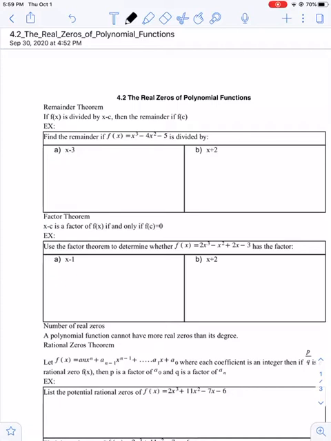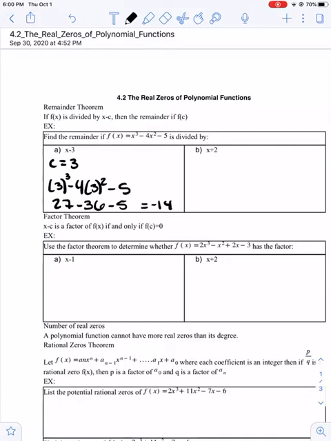So let's try this out with the first example. We have x minus 3, so that means our c value equals 3. We're going to plug that into the function. So 3 cubed minus 4 times 3 squared minus 5. 3 cubed is 27. 4 times 9 is 36. And then minus 5. This simplifies to negative 14. So our remainder of that polynomial divided by x minus 3 is negative 14.